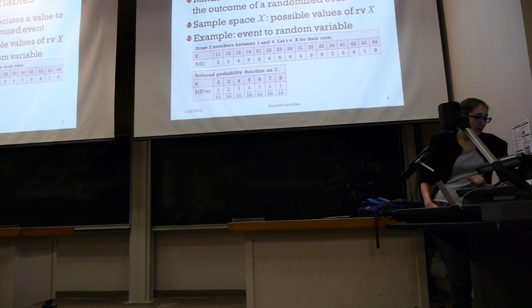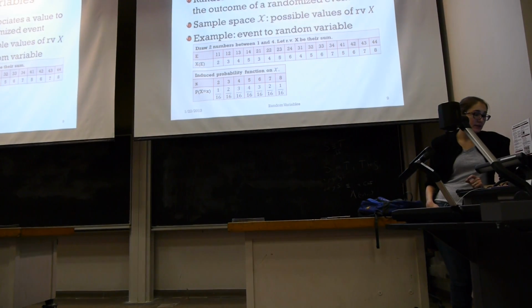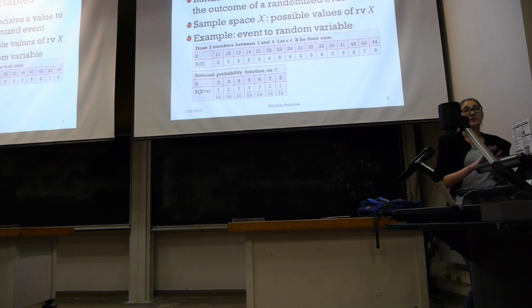So let's talk about random variables. A random variable is something that associates a value to the outcome of a randomized experiment. The sample space X represents the possible values of the random variable.